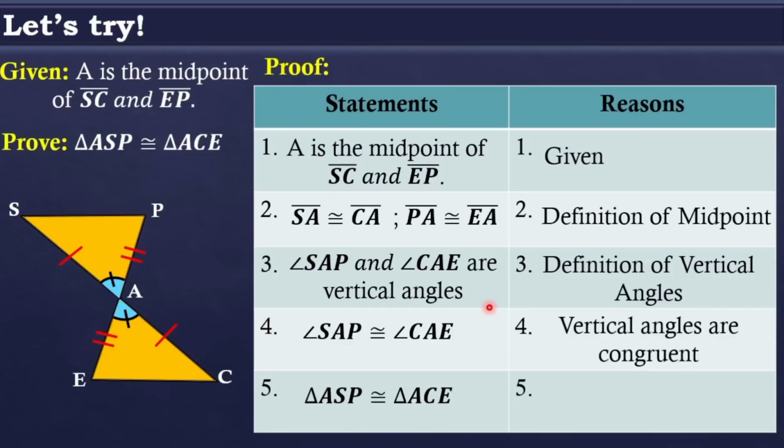Now, we can now prove that triangle ASP is congruent to triangle ACE. So again, ASP is congruent to ACE. So, pwede nyo balikan yung mga statements nyo. Ito po ay side, and then ito po ay angle. So, tingnan nyo yung angle. Yung angle mo dito ay included. So, therefore, this is SAS. So, we can prove that these two triangles are congruent by SAS congruence postulate.